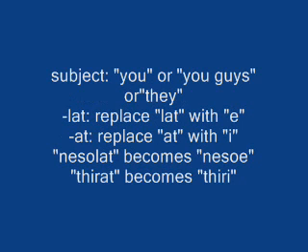Now if the subject is you, the LAT is replaced by an E, and the AT is replaced by an I. So nesolat would become nesoe, and thirat would become thiri. This conjugation also applies if the subject is you guys, or you all, or they. That's why you see the words you guys, you all, or they along with you.